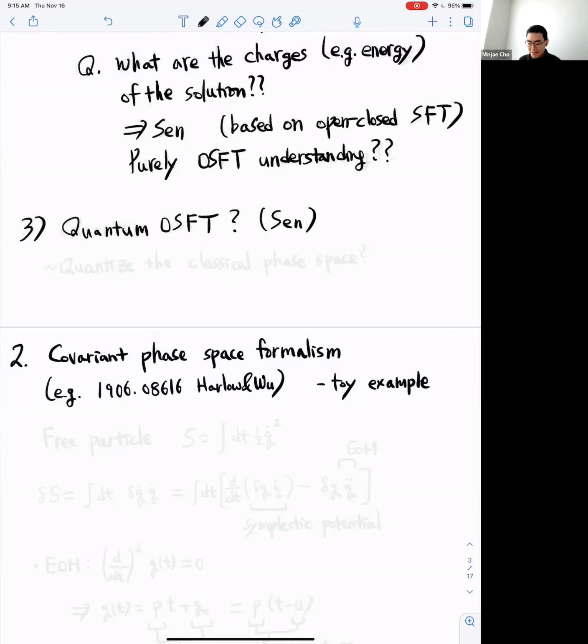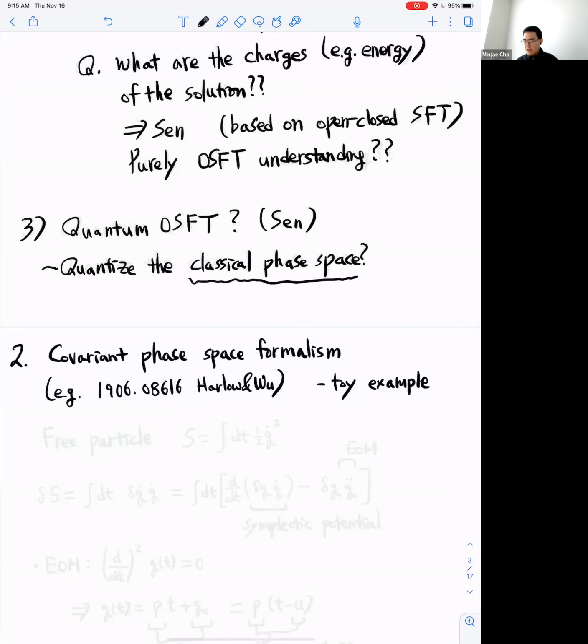And our naive attempt or idea was, okay, what if we quantize the classical phase space and obtain such a quantum open string field theory? I mean, we are not there yet, but our original motivation really was this one. And for that purpose, we thought that we had better understand what we really mean by classical phase space. And we somehow found that Witten's paper already discussed this, and that's how this project started.